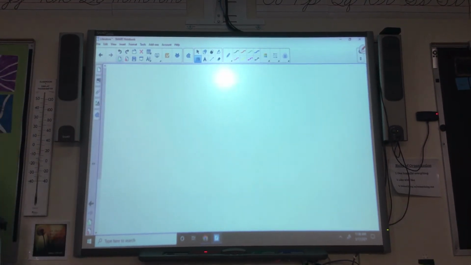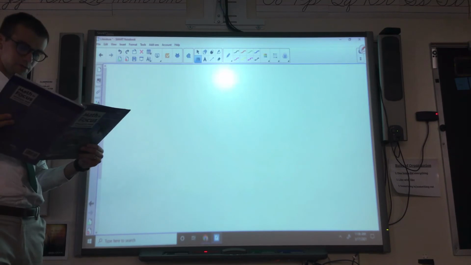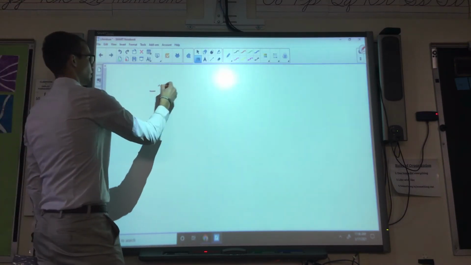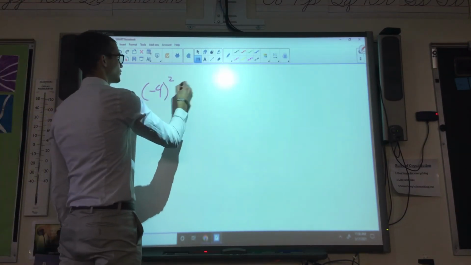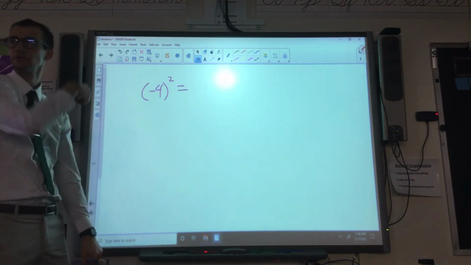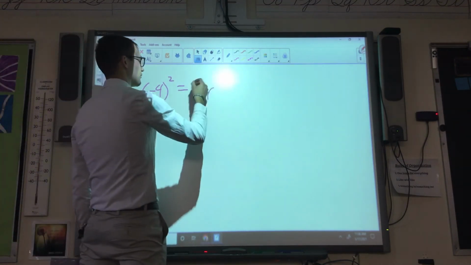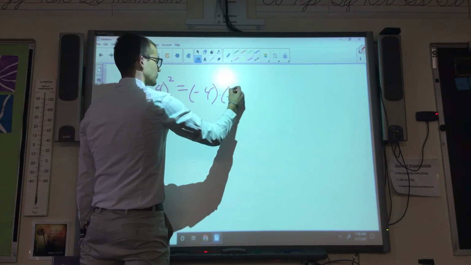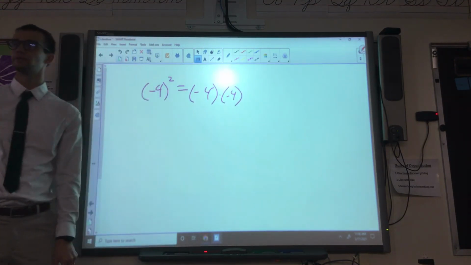Okay, see if I can trick you guys again. Now we're gonna move on to the next part. Alright, page 7. What if it says to expand? Expand just means take this and write it out long form. So that means you write out negative 4 times negative 4, that's it. This is expanding.